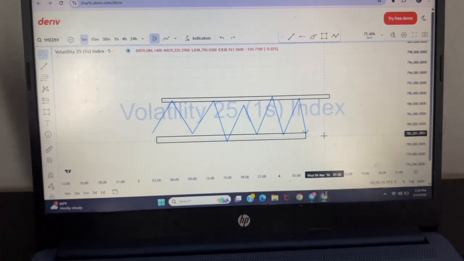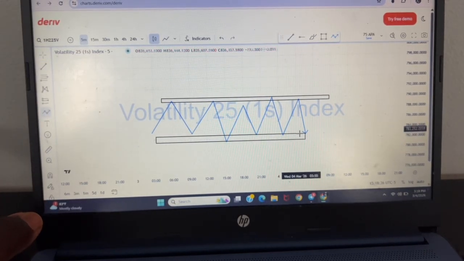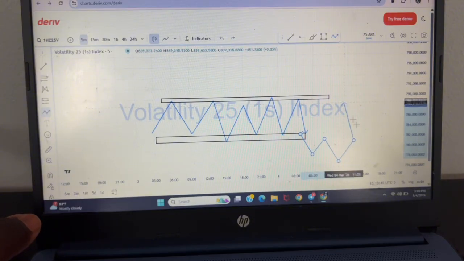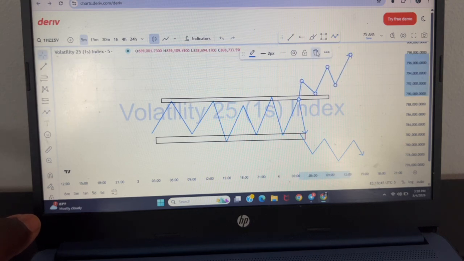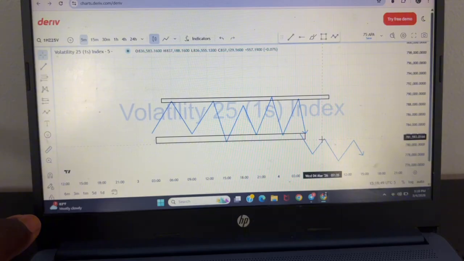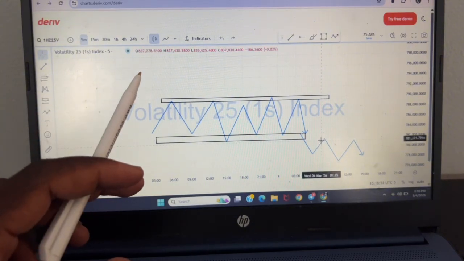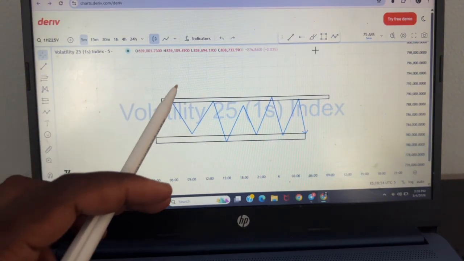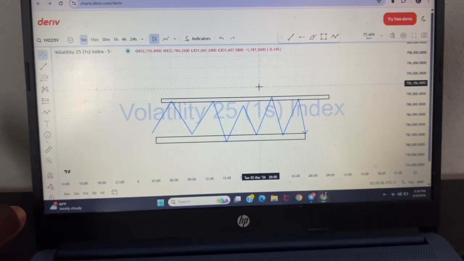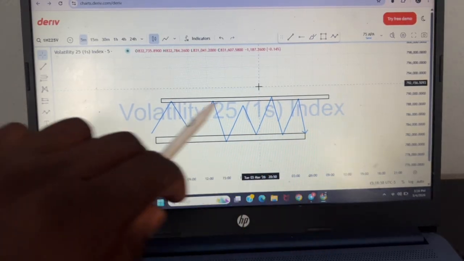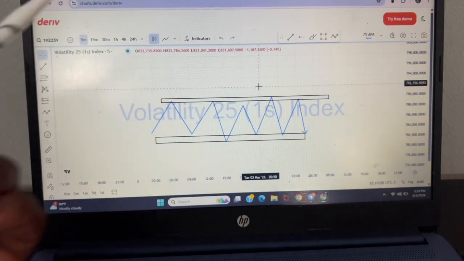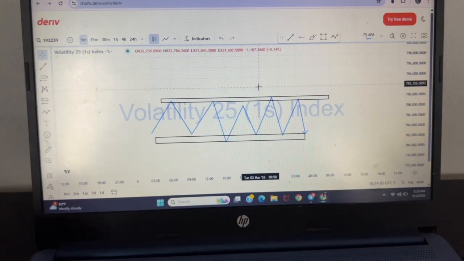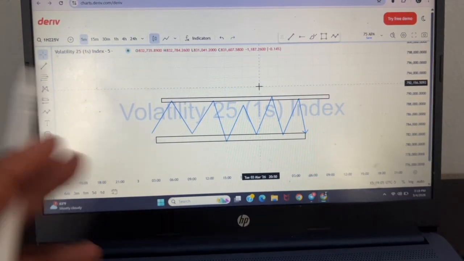Price is not giving you a breakout to start a trend to the downside, or a break above to start a trend to the upside. Price is not giving you that. So this is a market that you don't trade. A ranging or consolidation market, whichever you know it as, you don't trade that market. You can screenshot this to understand what a ranging market is.